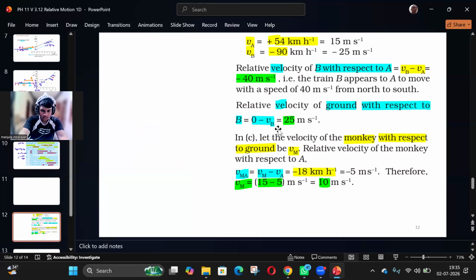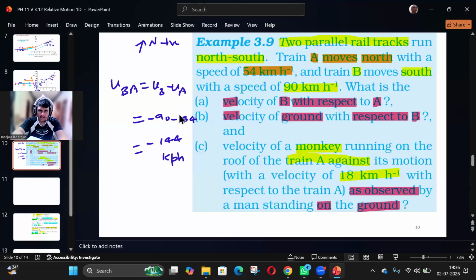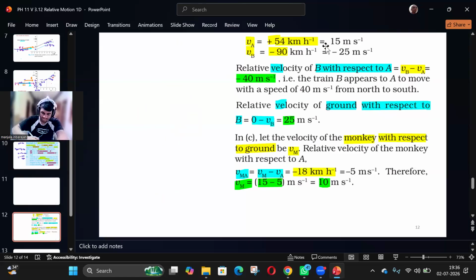Okay, VA is positive, north is positive. Okay, meter per second. Fine. It's adding up only. 15 and 25, they add up to give 40. They are converted to meter per second. So the final answer you got, can you just convert it into meter per second? Yes. So 54 and 90 are good numbers because 54 will become 15 and 90 will become 25. Okay. So relatives will add up because they're moving in opposite directions. So it will be 40.